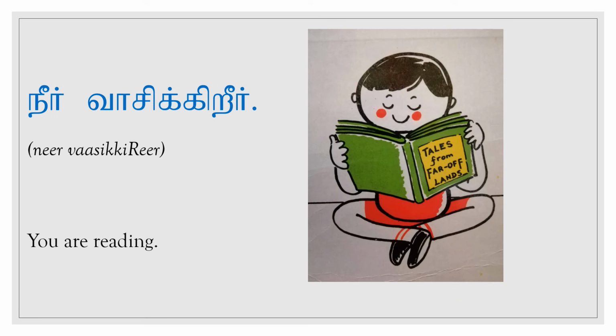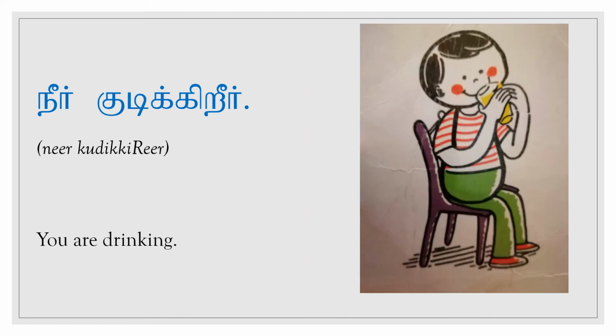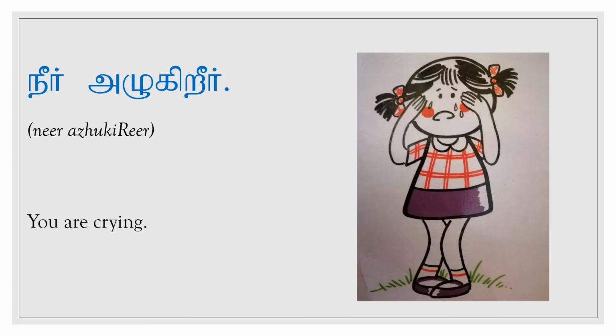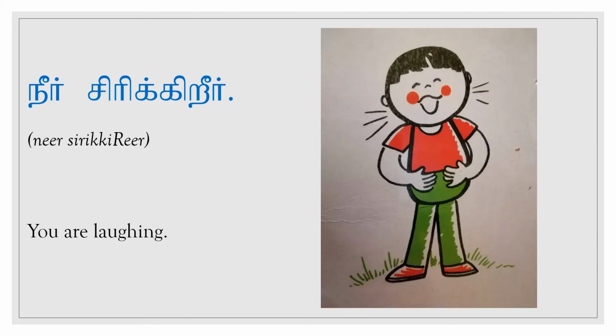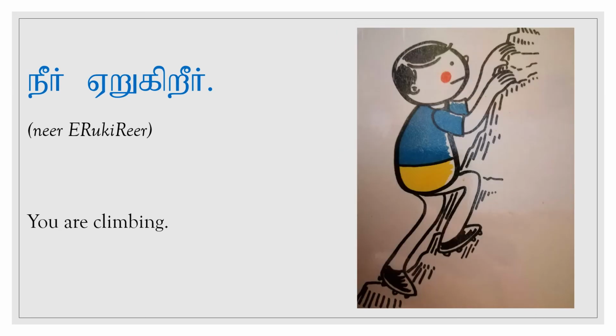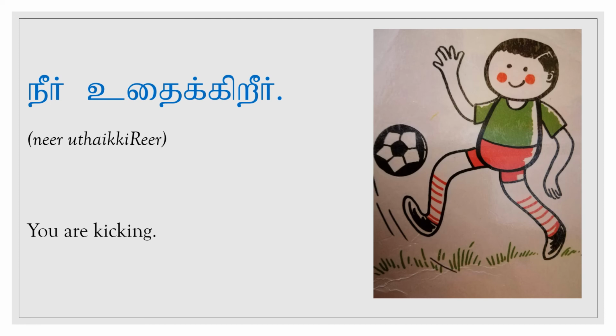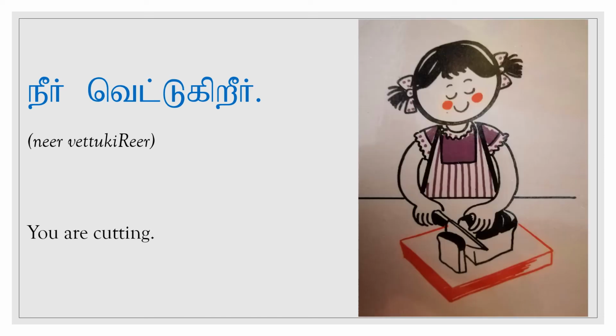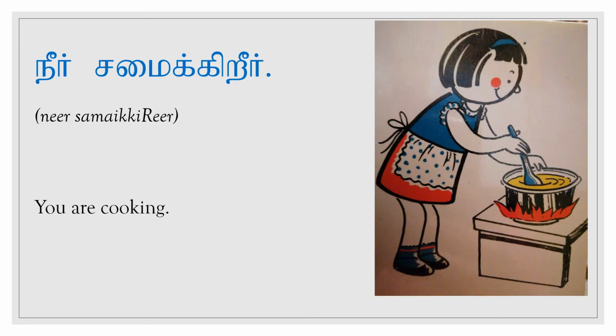Neer eludugireer means you are writing. Neer vasikkireer, you are reading. Neer kudikkireer, you are drinking. Neer alugireer, you are crying. Neer sirikkireer, you are laughing. Neer paadugireer, you are singing. Neer eerugireer, you are climbing. Neer udaikkireer, you are kicking. Neer vettugireer, you are cutting. Neer samaikkireer, you are cooking.